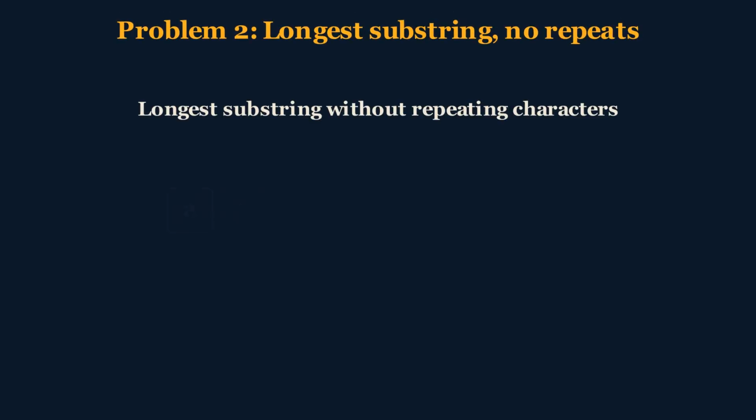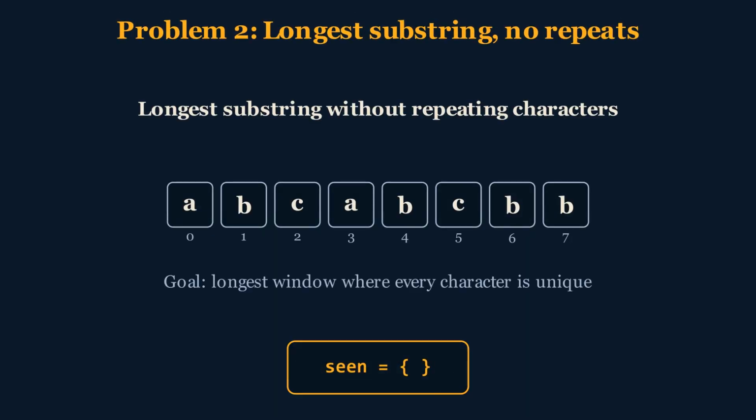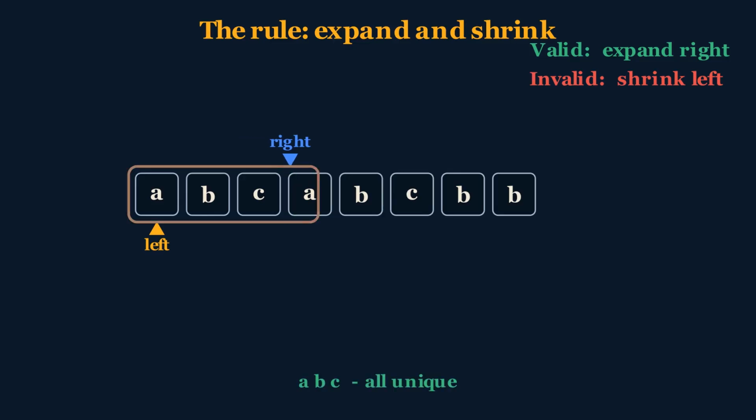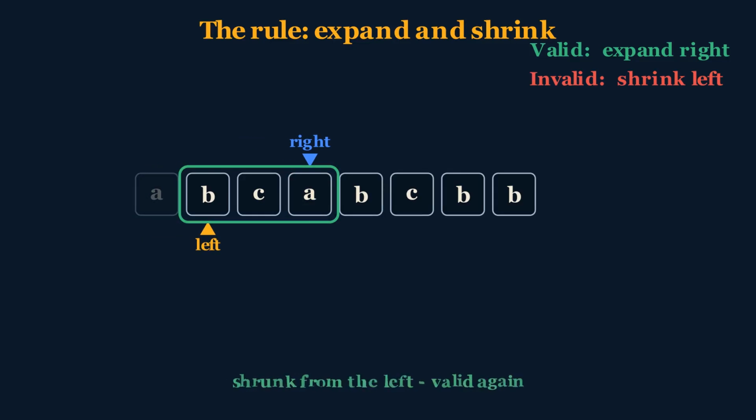Here's a famous one, the longest substring without repeating characters. Take the string A, B, C, A, B, C, B, B. We want the longest window where every character appears only once. Our window starts empty, and we keep a set of the characters currently inside it. As the window moves, that set tells us if we've seen a character before. The rule is simple. If the window is valid, expand to the right. If the window becomes invalid, shrink from the left until it's valid again.